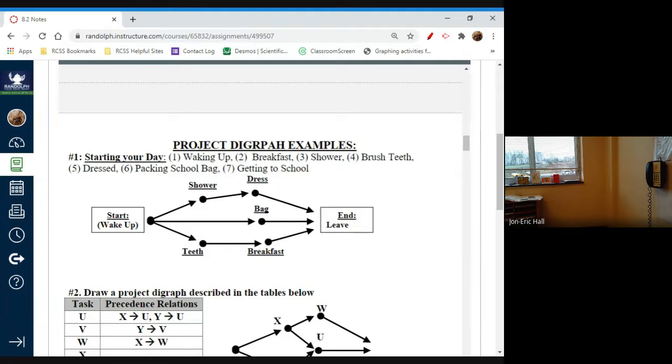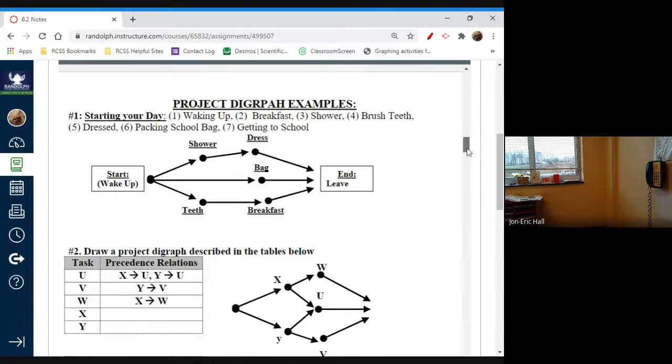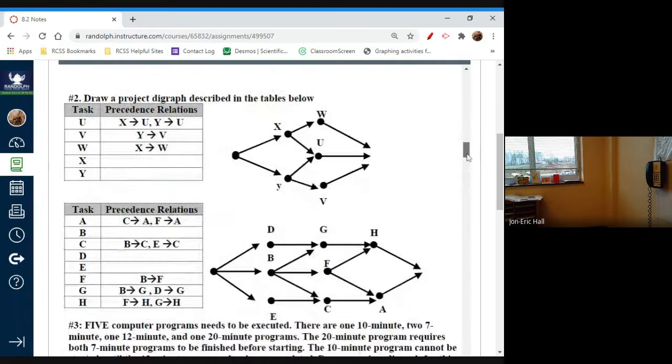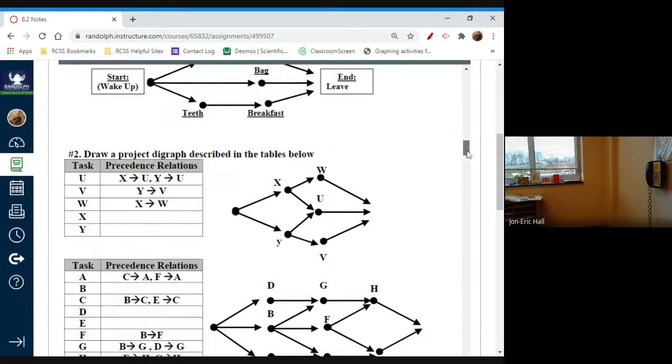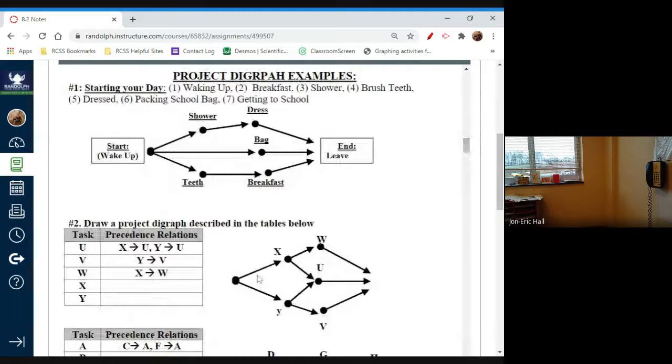You shouldn't get to school before you pack your bag, because then you're not prepared for the day. So there's a prerequisite order to the way that your day is scheduled. So I want you to now think about drawing a project diagram described in the tables here. You want us to draw, right? Yeah, draw your own, but here is a representation of what mine can look like. Yours could look different, right?